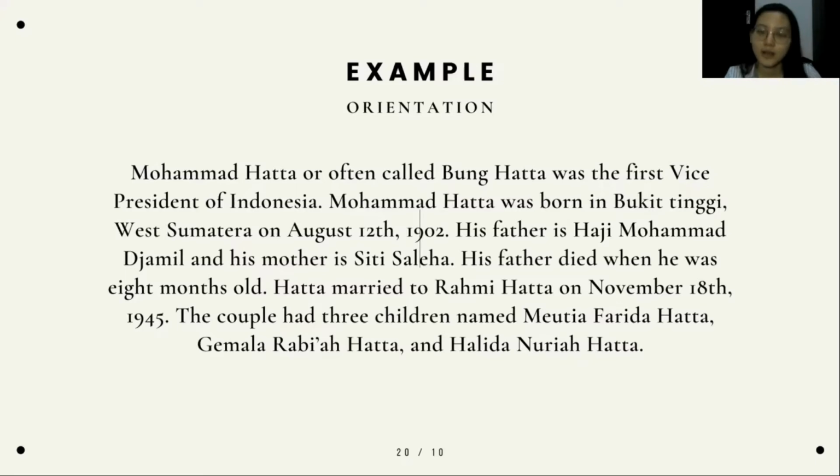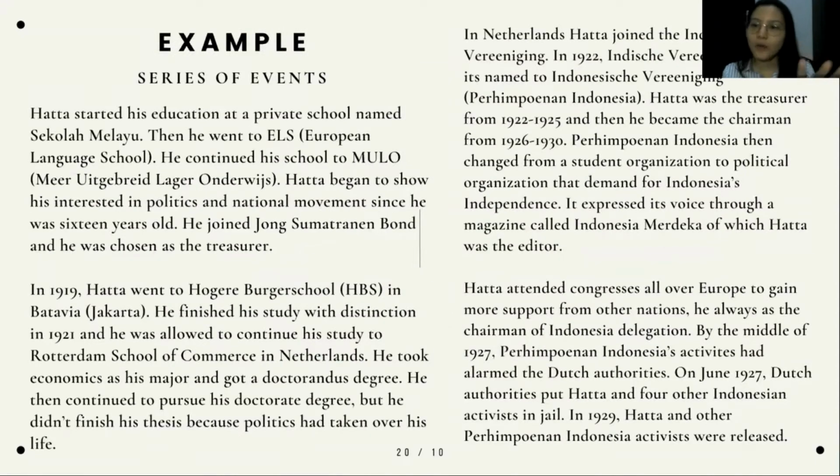So as you can see here, you can find the exact information that we have seen in Kamala Harris's Wikipedia page. So we now know that Muhammad Hatta was born in Bukit Tinggi on August 12th, 1902. We can also see that he has three children, and we now know who his parents are. So these types of information usually go in the orientation, background information, personal information, and now here are the series of events of the biography.